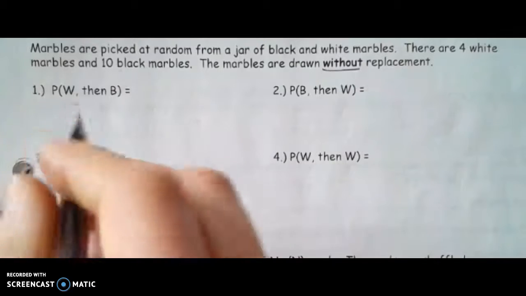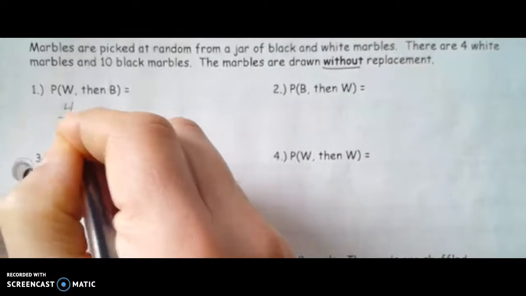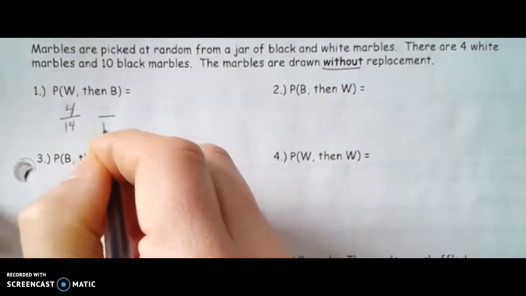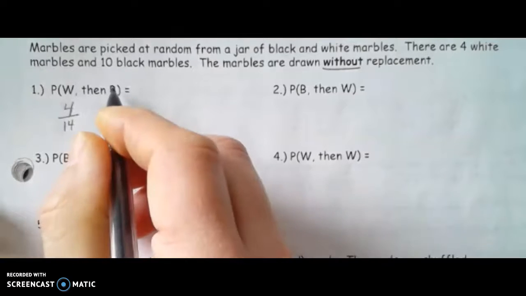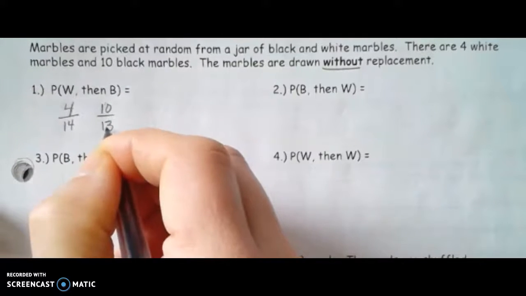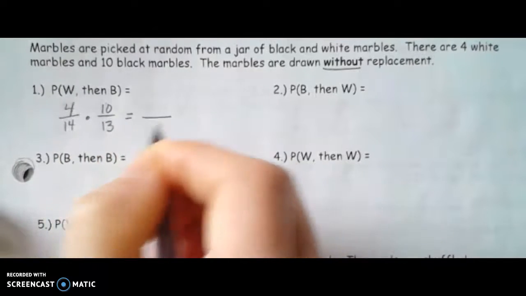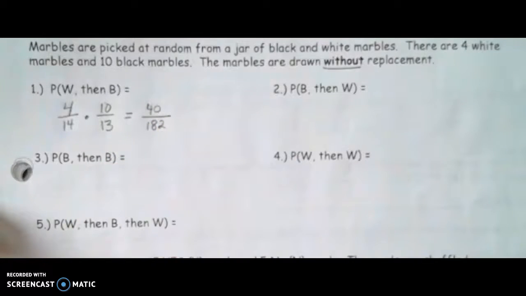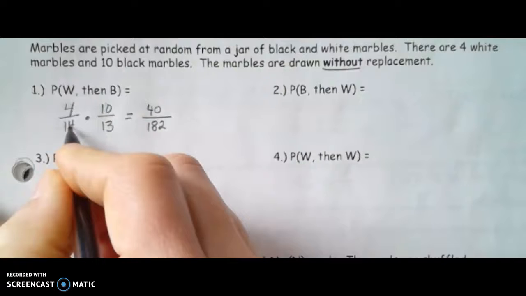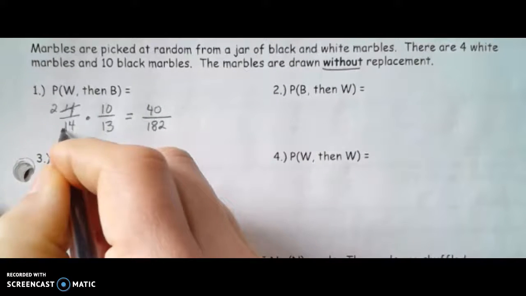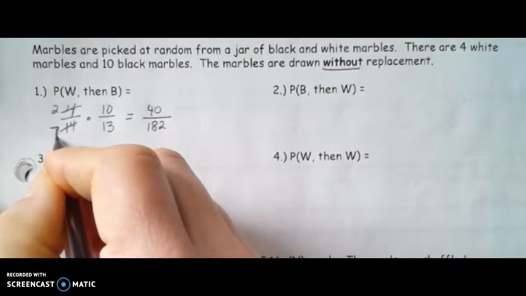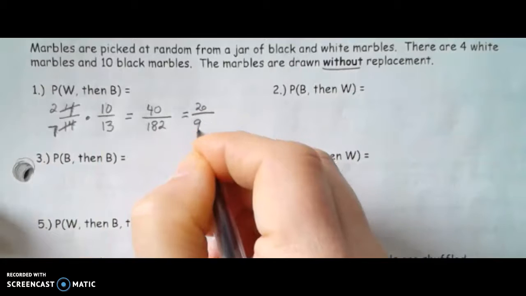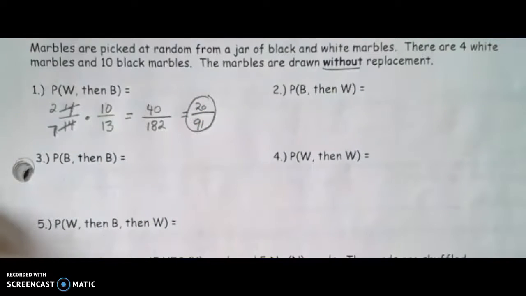So to get the white marble first, that's going to be a probability of 4 out of 14. Since this is without replacement, when I draw my next marble, there's only 13 marbles left in the jar. 10 of them are still black, so it's going to be 10 out of 13 to draw a black marble. Now I'll multiply these together, and that's going to give me a probability of 40 out of 182. But again, I can simplify here. 4 and 14 have a common factor of 2, so the 4 can become a 2, the 14 can become a 7. Now when I multiply those together, 2 times 10 is 20, 7 times 13 is 91, and there's our probability in simplest form.